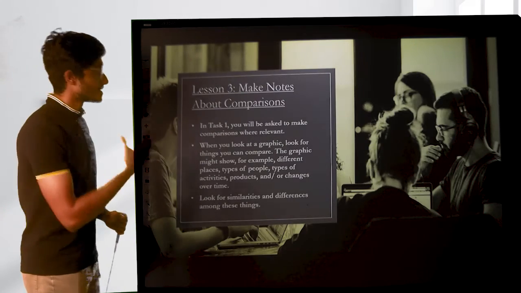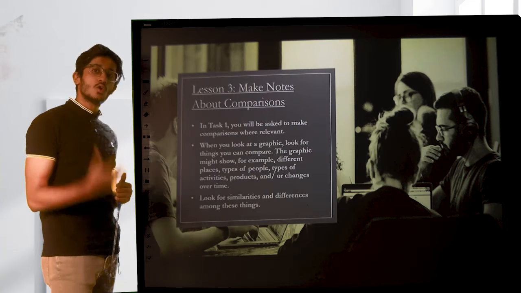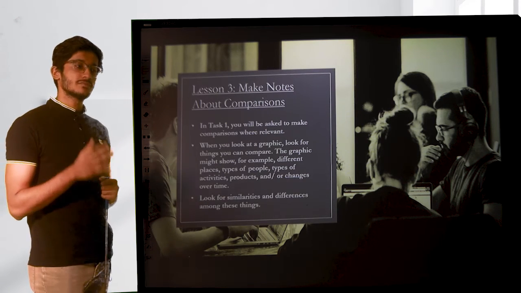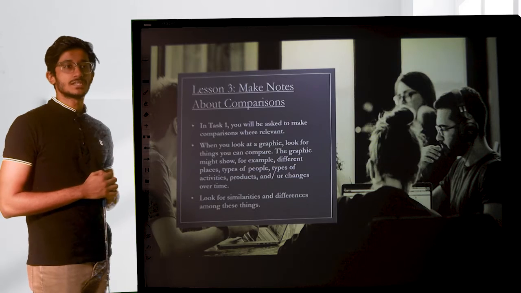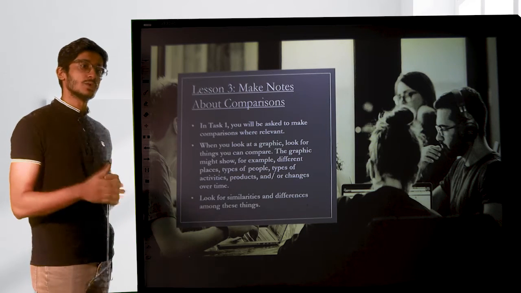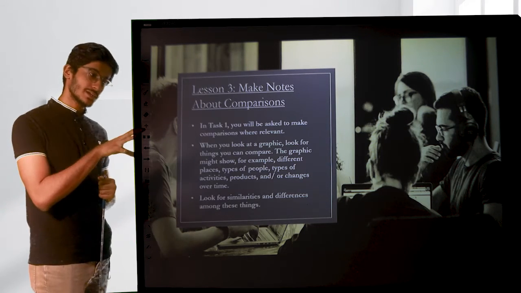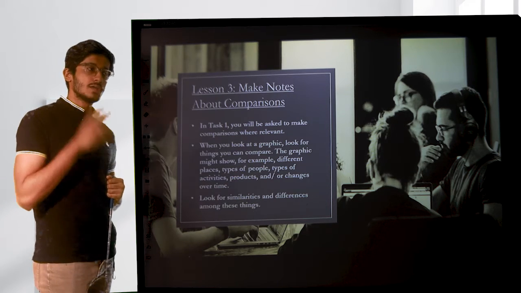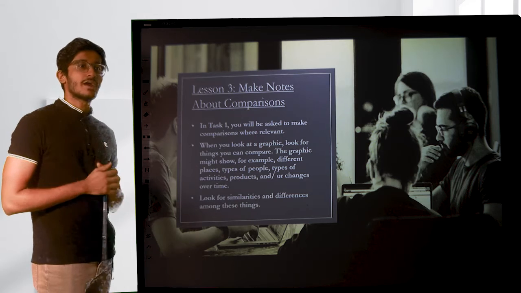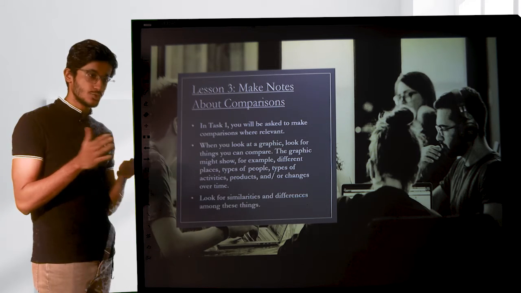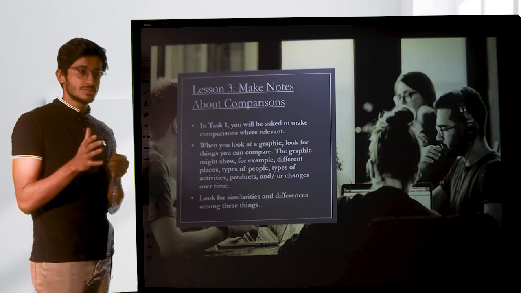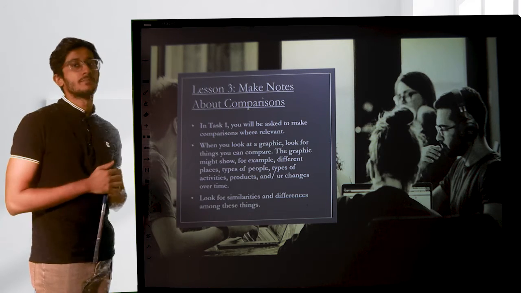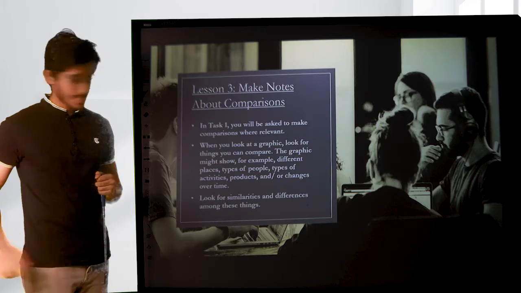So now we move on to the next step, which is making notes about the comparisons. As I have already mentioned, one of the things that the instruction is going to tell you to do is make comparisons where relevant. So you have to look at the graph and understand in what dimensions the graph can be divided into two categories or two sections, and that's where you're going to be able to make comparisons. So let's look at the examples.